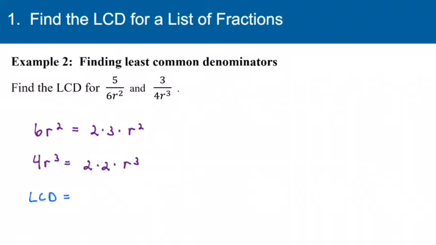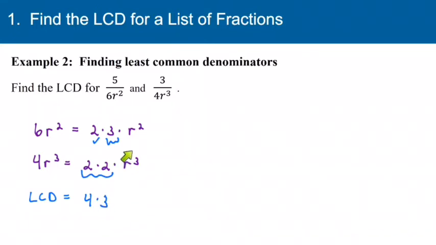And now let's start building our LCD. So first let's look at the 2's. I have 1 2 here and 2 2's in the second denominator. So I'll need to put the 2 down twice because that's the largest number of times the 2 occurs. Of course, 2 times 2 is 4, so I'm going to go ahead and write 4. And now let's look at the 3's. I have 1 3 here and no 3's in the second denominator. So I need to put the 3 in my list one time.